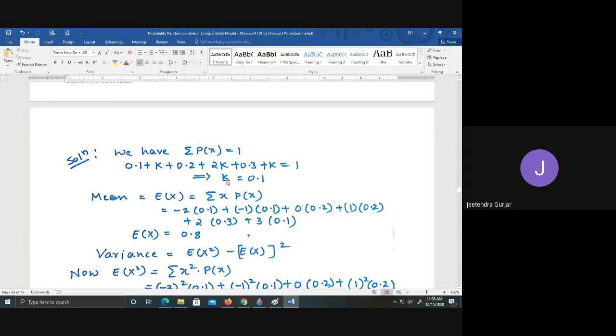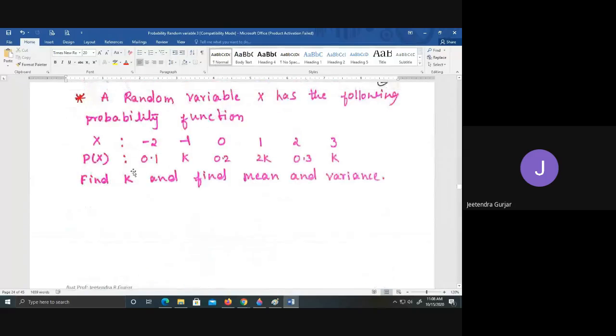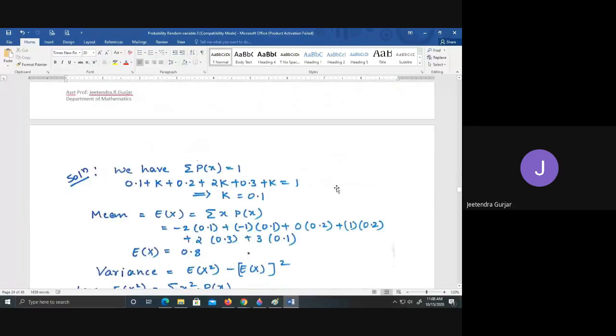Means you are not present in the class. Sorry. K is equal to 0.1, we get. Then we substitute in this distribution. This is 0.1, 0.1, 0.2, 2 into 0.1, 0.2, it will be 0.3, k is 0.1, this is the substitution.